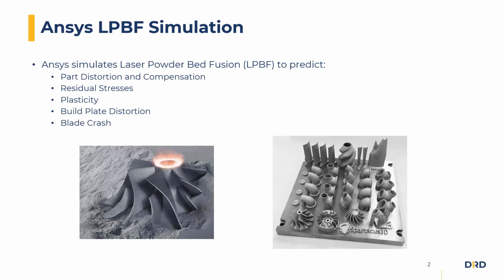This process puts a lot of heat into the part, causing thermal strain and distortion as it cools to room temperature. Simulating this process in Ansys allows us to predict and compensate for this distortion. It also allows us to get other results such as residual stresses, plasticity, and build plate distortion. It can even allow us to predict and prevent build failures that can happen when the powder recoater blade crashes into the part. Next, I'll show you an example of an LPBF model created in Ansys Mechanical.